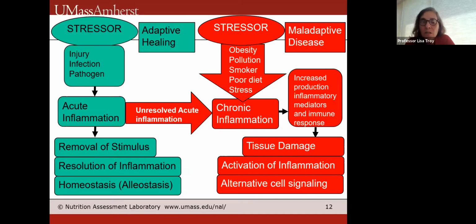body. We have this chronic inflammation, and it leads to an increased production of these inflammatory mediators and immune response. And again, that leads to tissue damage, alternative cell signaling, activation of inflammation that we just can't get rid of. And it leads to both mental and physical disease. So depression is associated with inflammation, but so are the cardiovascular diseases and metabolic issues we spoke about earlier. Any questions about this slide before we move on?